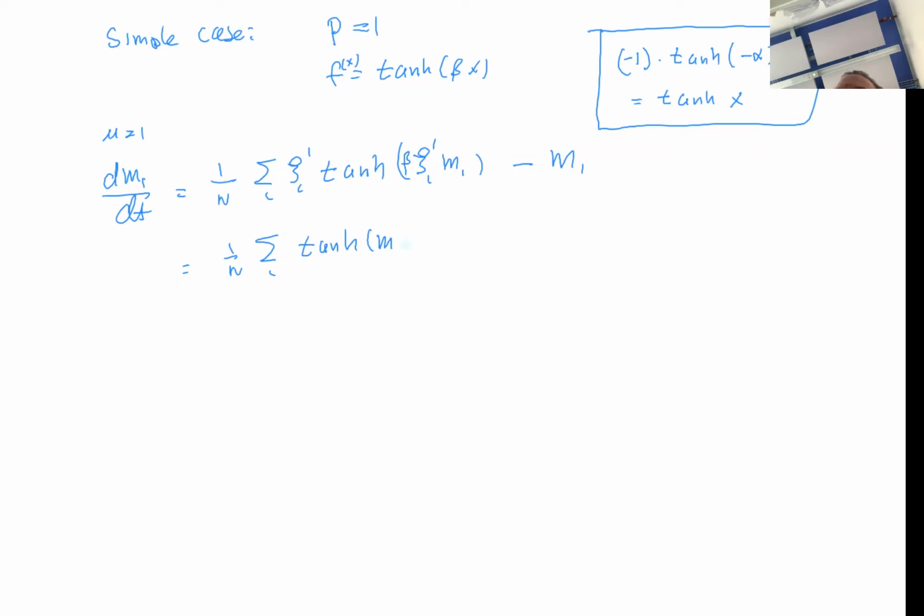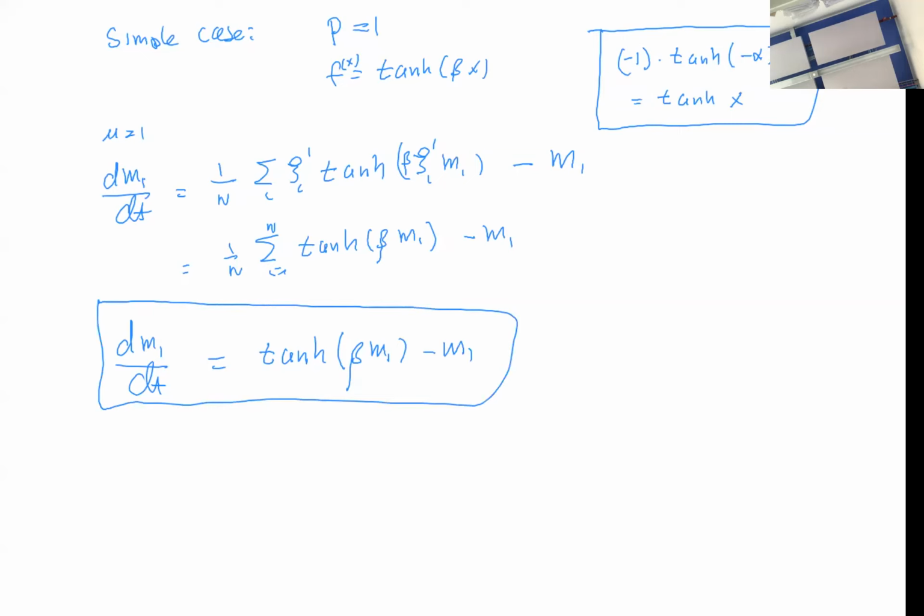Beta is important. Beta m1 minus m1. And sum equals I equals 1 to n is just 1, right? So we have dm1 dt equals tanh beta M1 minus M1, okay? And we all know how to solve equations like this. When we get differential equations, especially in 1D, we solve them graphically.